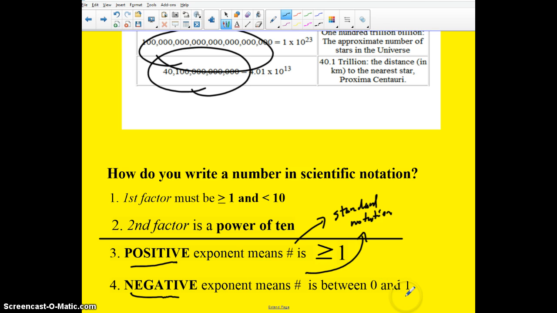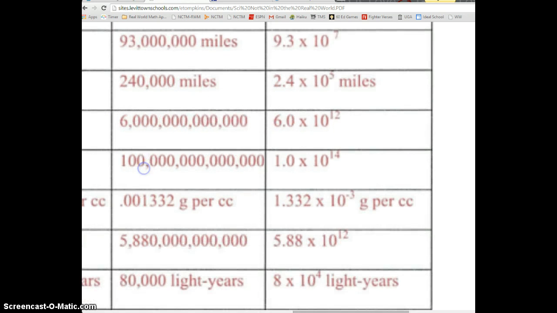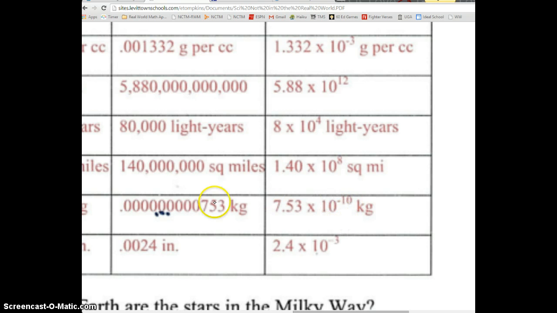So what I mean by that is if you go back here, let's say this, 240,000, it's got a positive exponent, which means it's greater than 1. This one has a negative exponent, which means this is between 0 and 1. Take this one, negative exponent, that's between 0 and 1. Positive exponent, greater than 1. There you go.